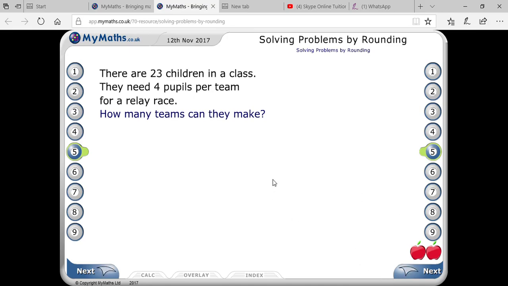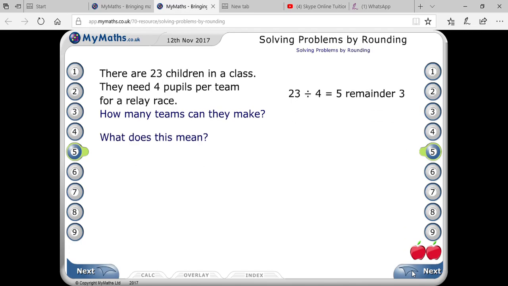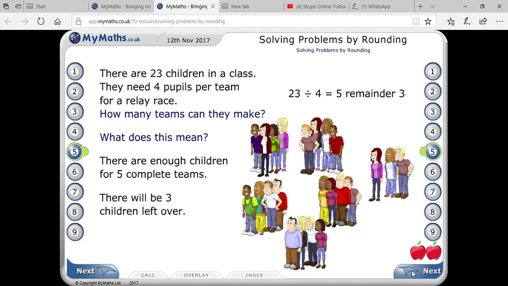Yes, there are 23 children in a class. They need 4 pupils per team for a relay race. How many teams can they make? Like 6 teams, 4 sixes are 24. Your answer is 6 teams? Yes. 5, remainder 3.